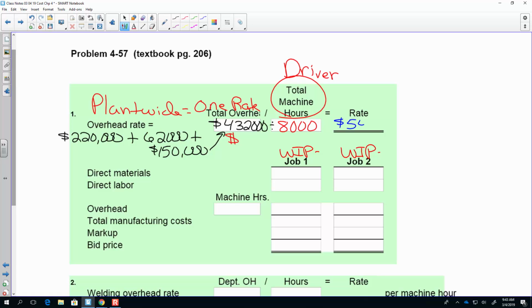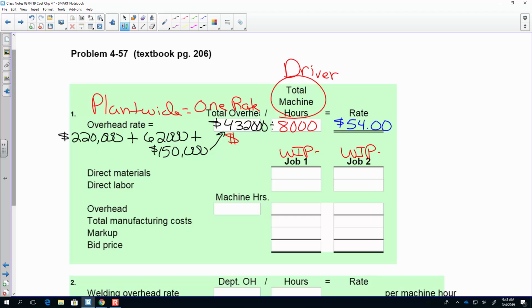This is what your first job is on that 25-point problem, is to come up with that rate. Predetermined overhead rate. All right.